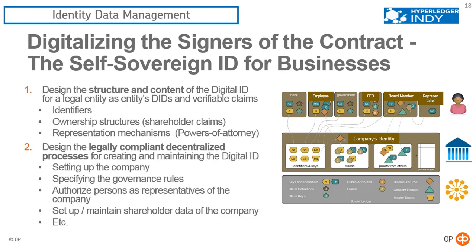In addition to define the schema for this corporate ID, we need also to define the processes how that ID is created. So we need to have digital processes for setting up the companies, specifying governance rules, authorizing persons as representatives of the company, and so on. These processes actually are something that Corda does very well.